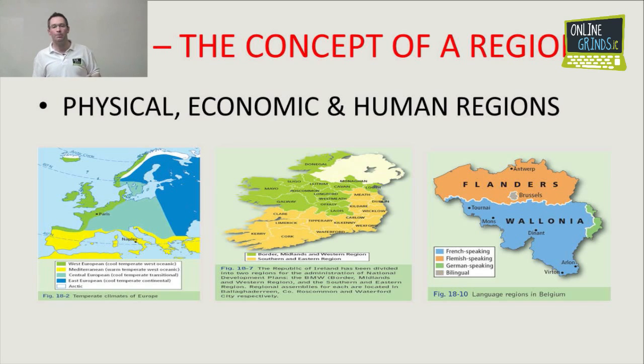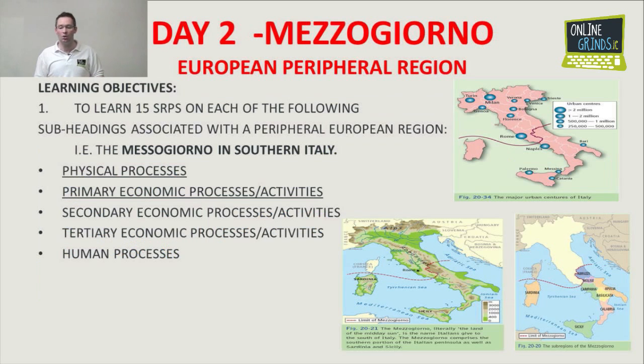Human regions are those linked directly to human factors, like culture and language. The one you can see there is Wallonia and Flanders in Belgium, which are 2 distinctive cultural groups, maybe the Gaeltacht in Ireland, the Basques in Spain. So to get an idea of, as I said, the 3 different types of regions, you have physical, economic and human.